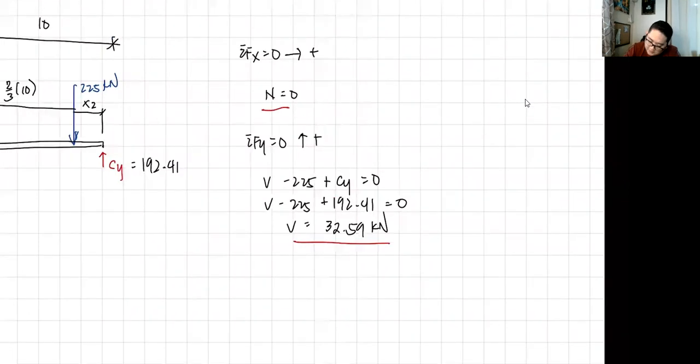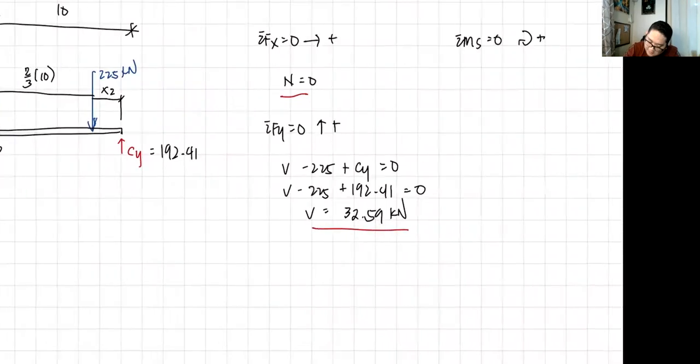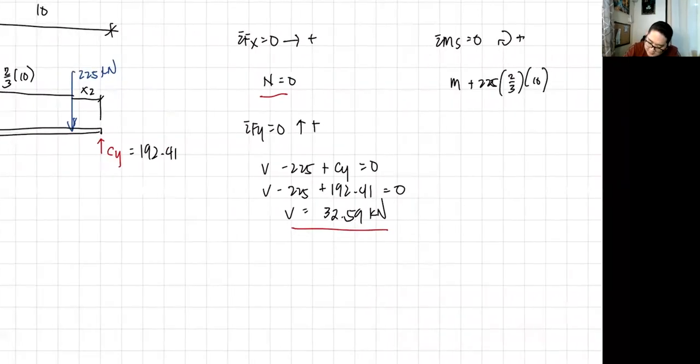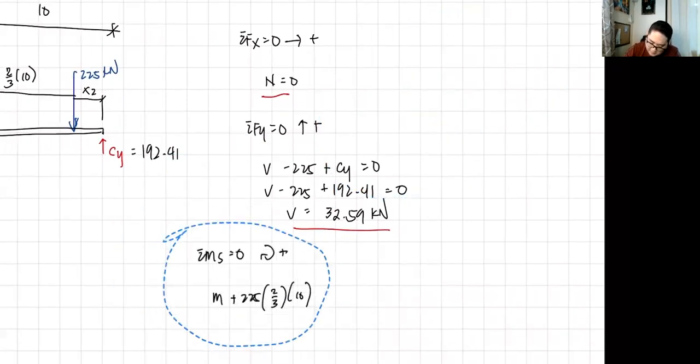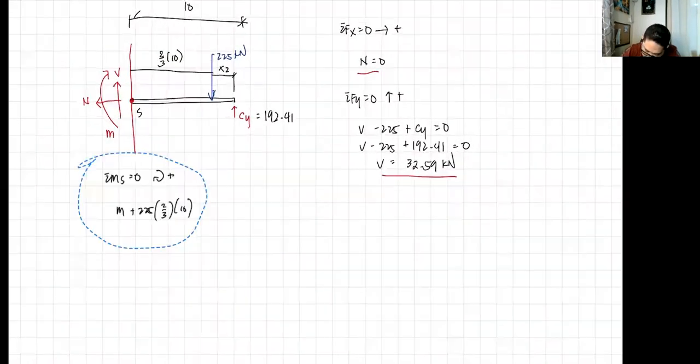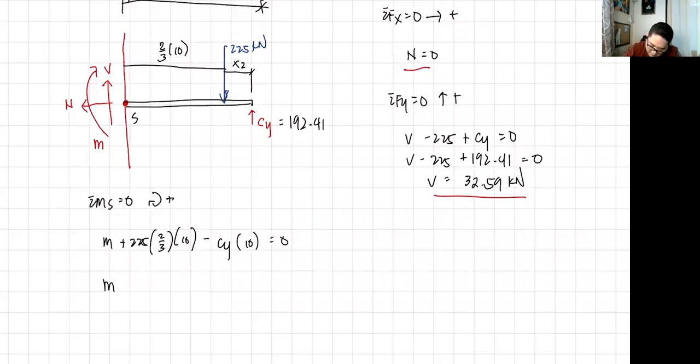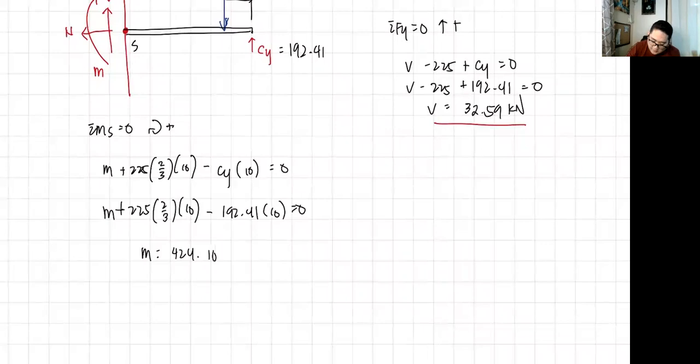Then we have yung moment natin, summation of moment sa S equals to 0, taking clockwise as positive. So we have clockwise direction natin is yung M, plus yung 225 natin times 2/3 ng 10, then minus CY times 10 equals to 0. Okay? So M plus 225, 2/3 ng 10 minus 192.41 times 10 is equals to 0. Moment natin is equals to 225, 2/3 times 10 minus 192.41 times 10. That is negative so transpose. So we have 424.1 kilonewton meter.